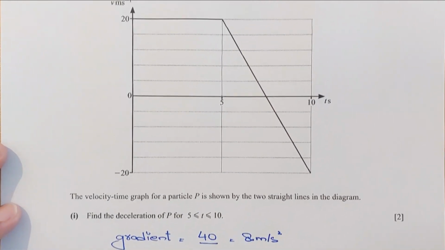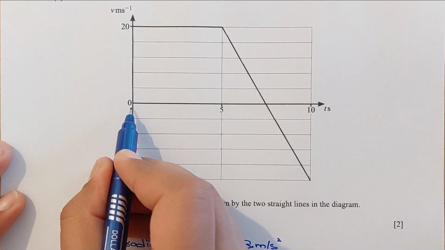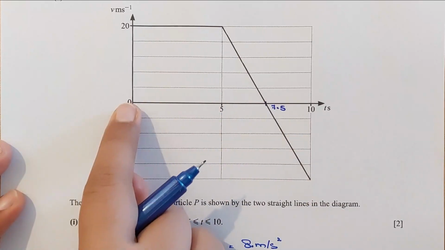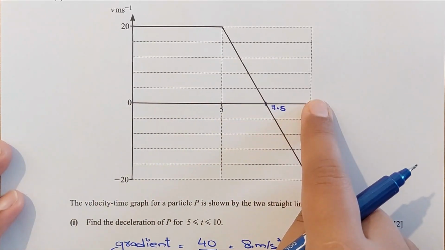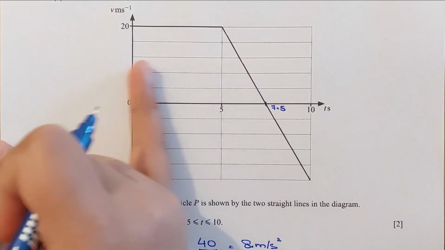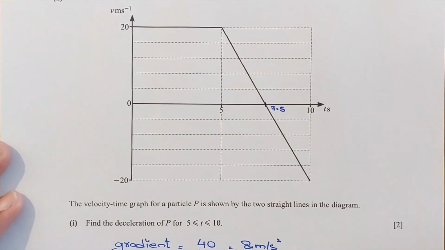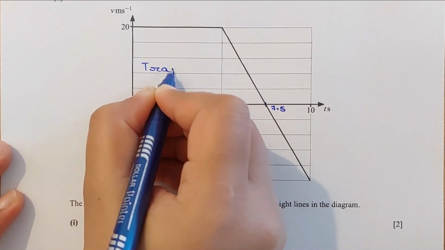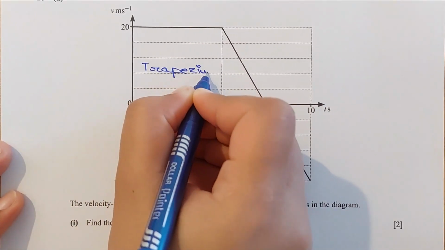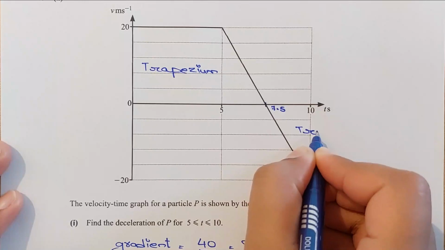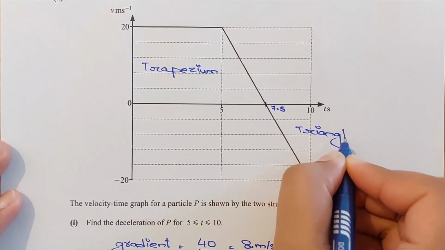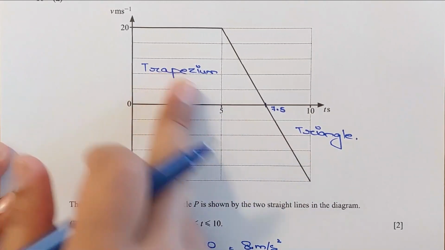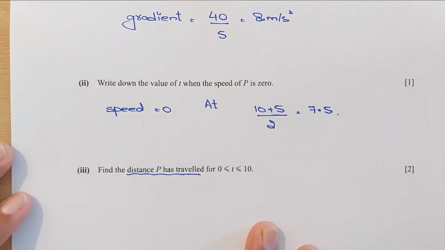So the particle travels from 0 to 7.5, this is the midpoint, and then from 7.5 to 10. So this portion we have to cover, and this portion we have to cover. This is a trapezium, and this is a triangle. We have to find the area of the trapezium and the area of the triangle, and add them up to get the distance traveled.